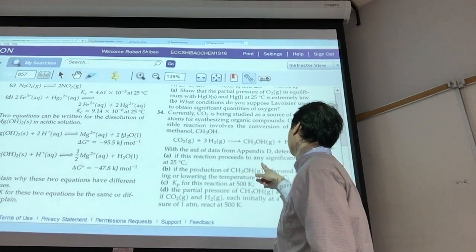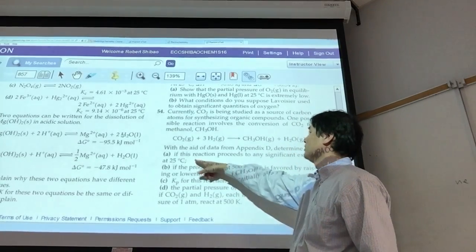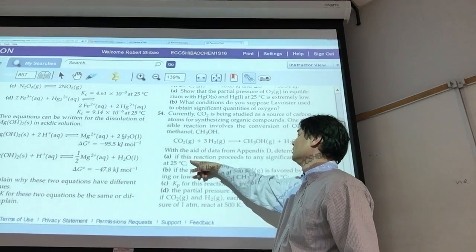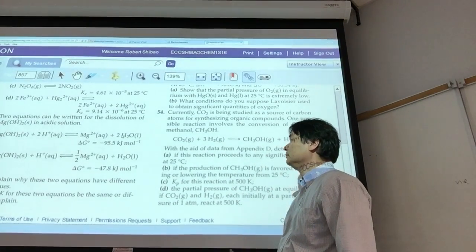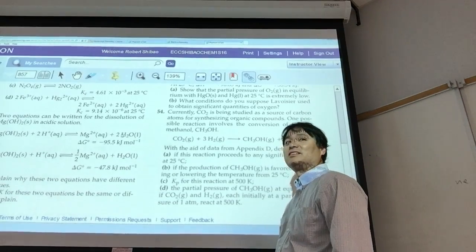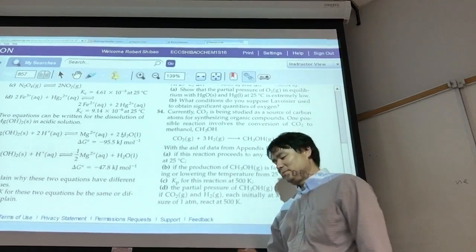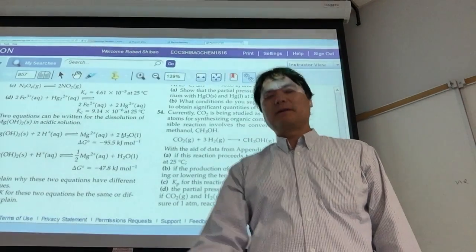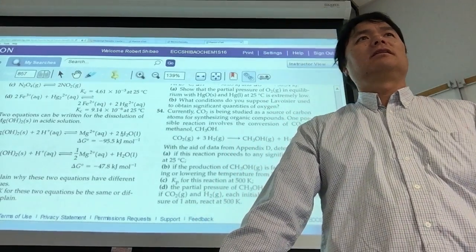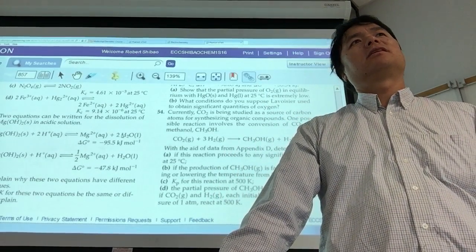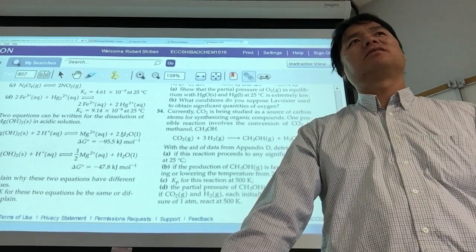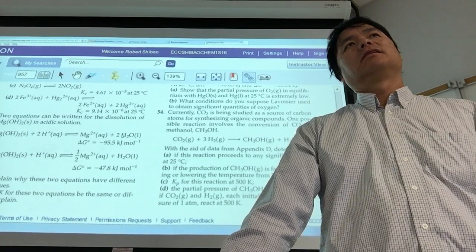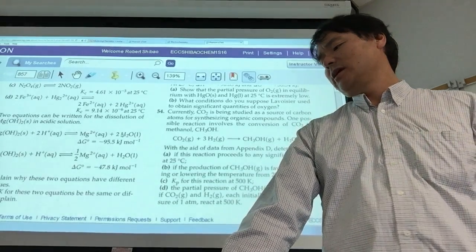If this reaction proceeds to any significant extent at 25 degrees C, so you did this? Yeah, but that's the one I'm telling you. It doesn't work with the delta G naughts, adding them for formation. It should. You know, there's going to be a slight difference because the values of delta H and delta S and the delta G's of formation. And so the slight difference means one's negative, one's positive.